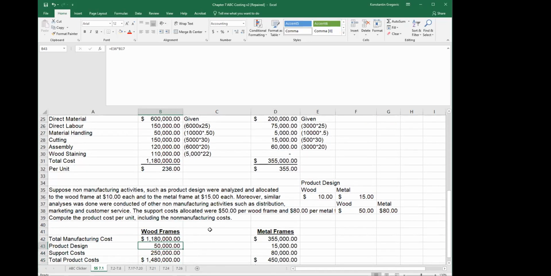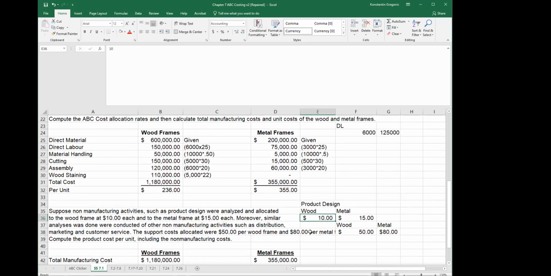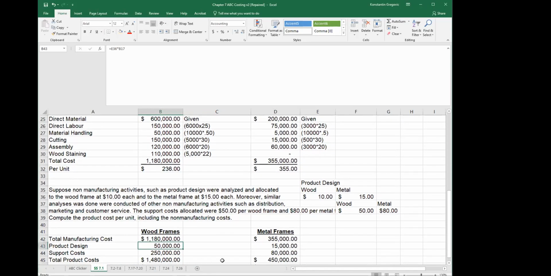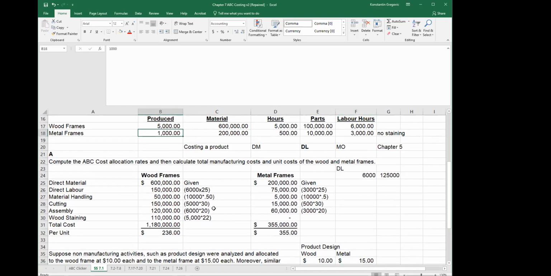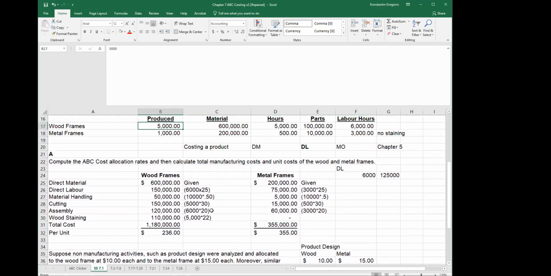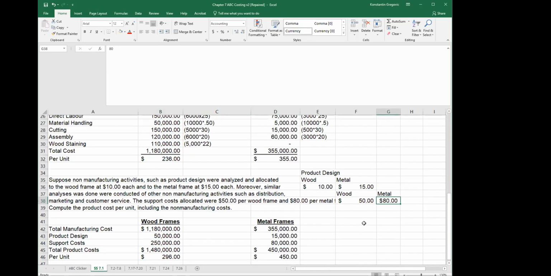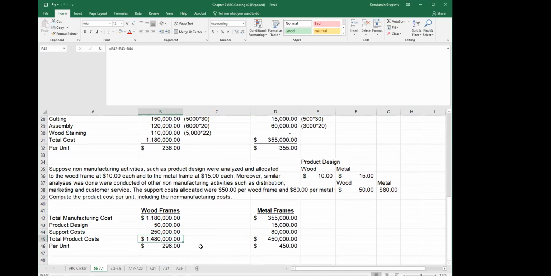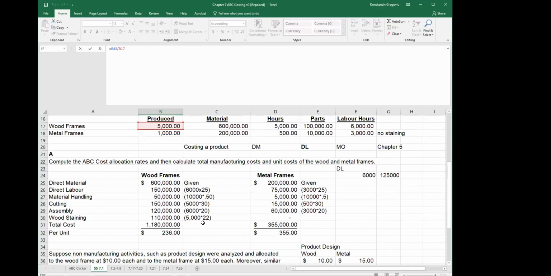Would you multiply the $10 by the number of units, so 5,000? You'd get 50,000? Perfect. Thank you. That's 50,000. What about metal frames? $15 times 1,000. Now I got my support costs. Same deal. $50 is wood, 50 times 5,000, 250,000, 80 times 1,000 gives me 80,000. Total product cost now is 1,480,450,000. Again, we take the per unit, just divide it by the units here.